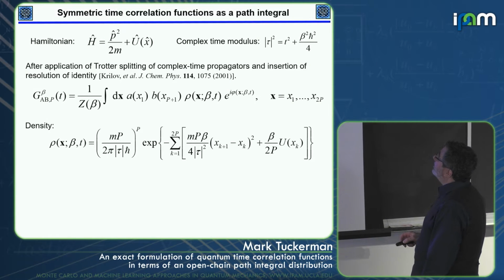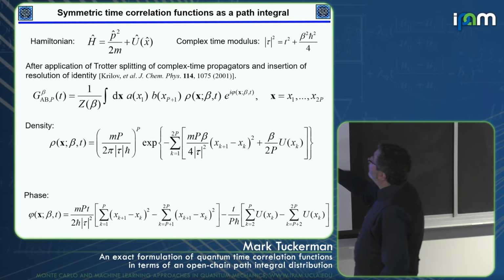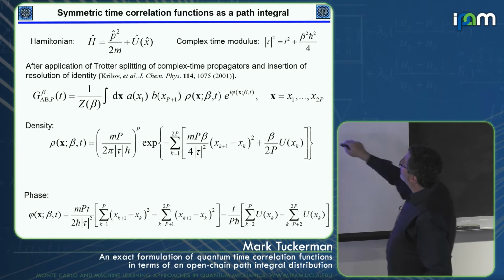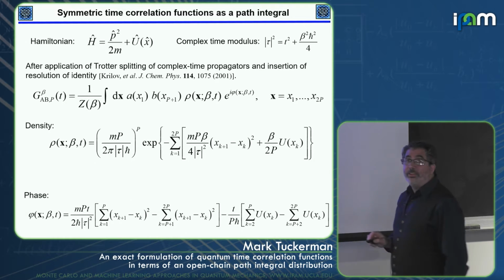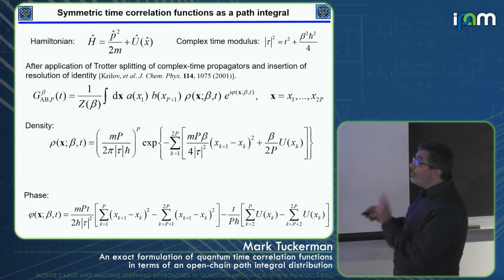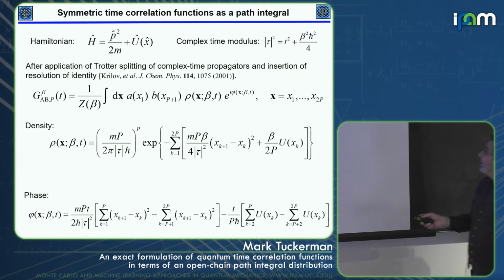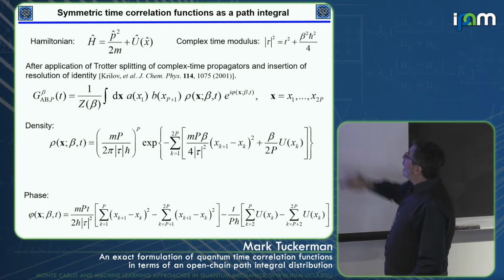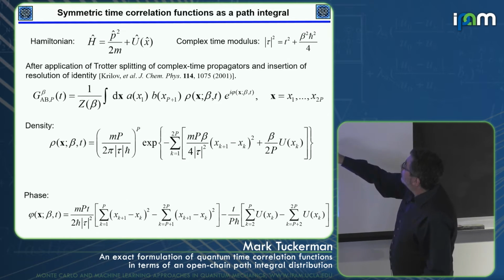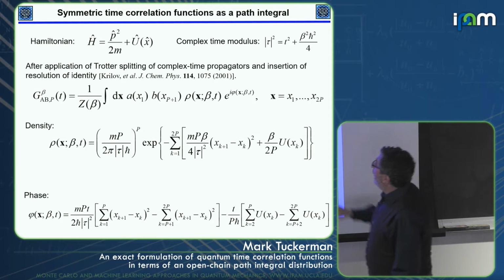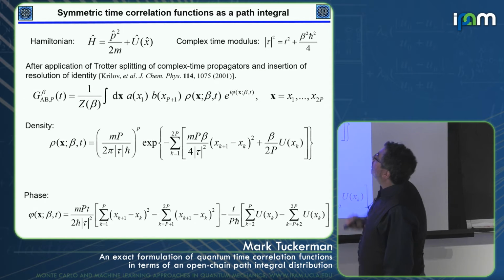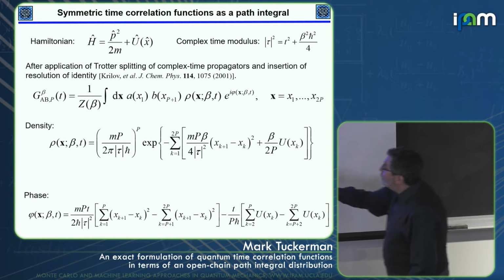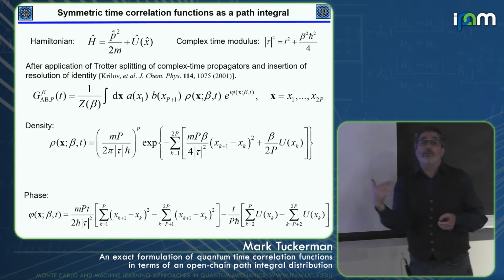Okay, so after you do all the math, you find that the correlation function on this 2P bead ring polymer has a positive definite density and a phase. And both of these involve all the points of the ring polymer. Right? So everything is evaluated on the ring polymer. The density looks a little bit like what we had before, except there are some factors of 2. Otherwise, there's a kinetic term, a potential term, and of course, this complex time parameter comes in. So that involves both beta and t.